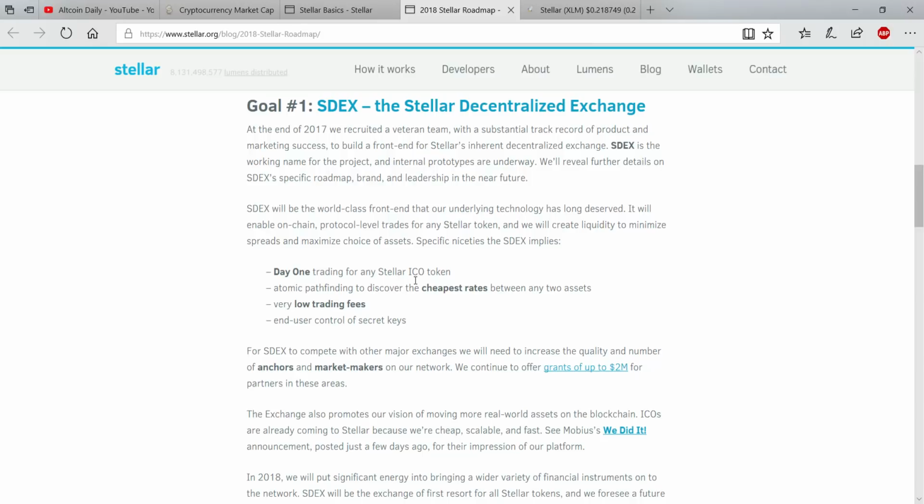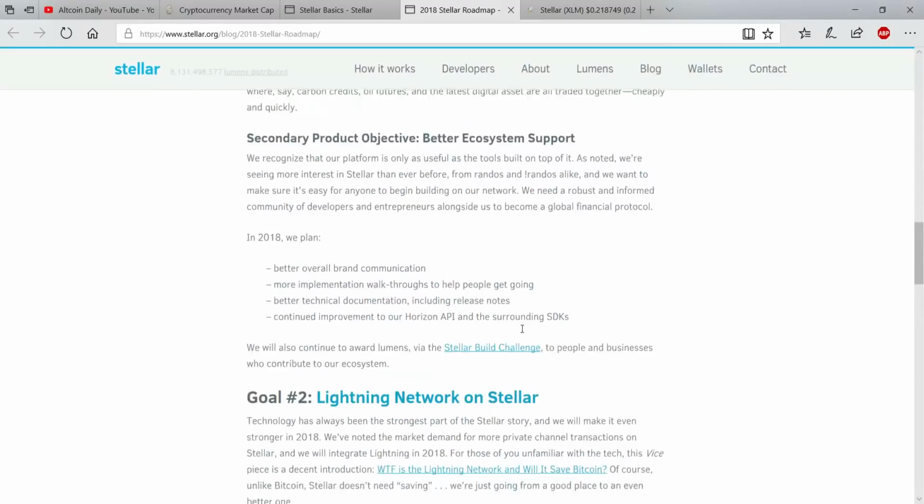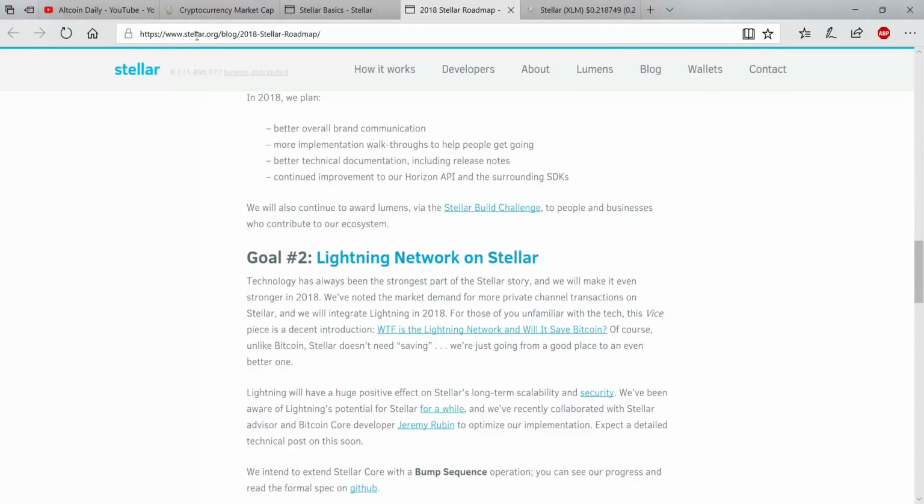Also, Stellar is a platform in the same way that Ethereum is a platform. So people can create their own tokens on the Stellar platform. And when Stellar creates this exchange, you'll be able to exchange any new tokens created on the Stellar platform and liquidate them. Also, with this exchange, they want cheaper rates, very low trading fees, and liquidity, like I said. So read all about that at stellar.org, 2018 Stellar Roadmap.